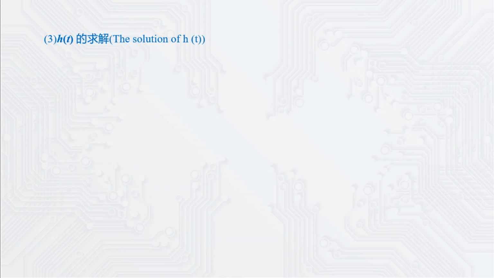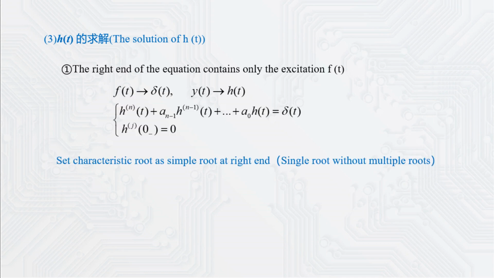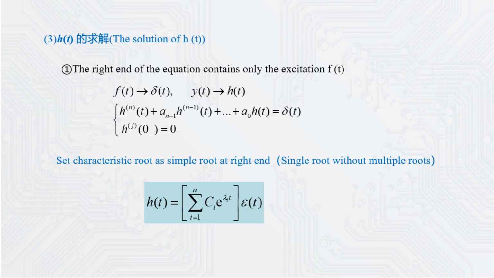After analyzing the form of the h(t) solution, let's take a look at the specific solution process of h(t), that is, the solution process of the impulse response. We will discuss it in two cases. First, if the right end of the equation contains only the excitation f(t), without its derivatives, then the differential equation of the impulse response of the system is like this.